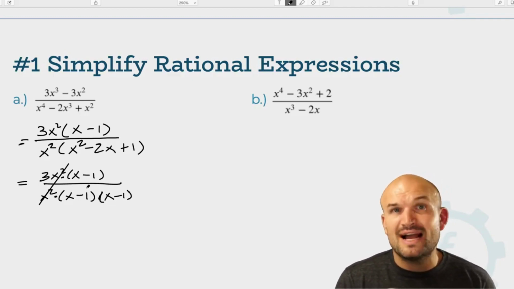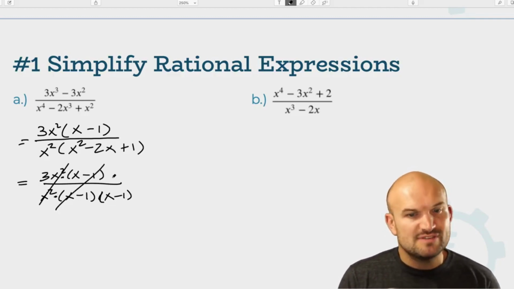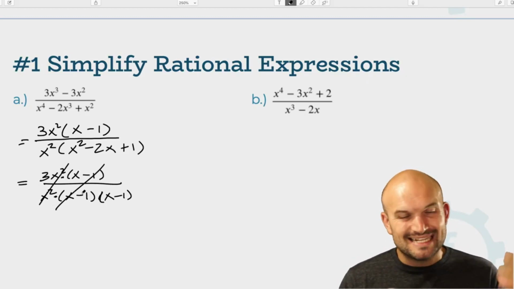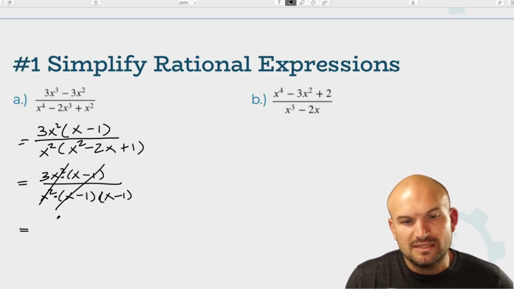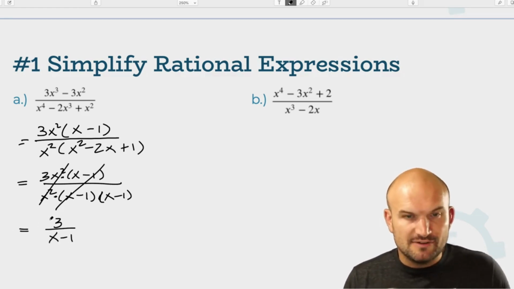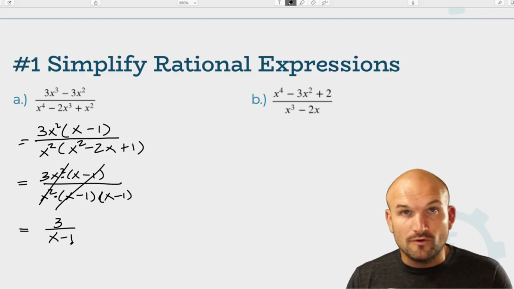And the same thing goes for x minus 1. The x minus 1s, those divide out, right? Even though there's a minus, that's inside of the expression. So we can still divide those out, and therefore we're just going to be left with the expression of 3 over x minus 1. Now, there's nothing further we can do here. That is going to be fully simplified.